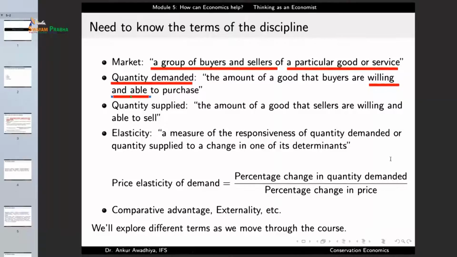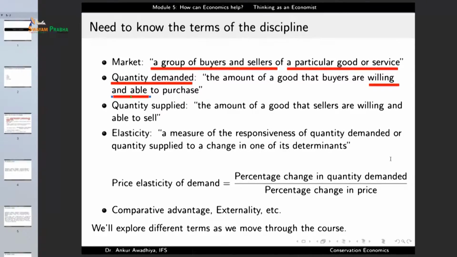Or there might be certain people who have money with them, but they do not want to spend it on that particular good or service. And in that case as well, we will not include it in the definition of quantity demanded. So the quantity demanded is the amount of goods that buyers are willing and able to purchase.